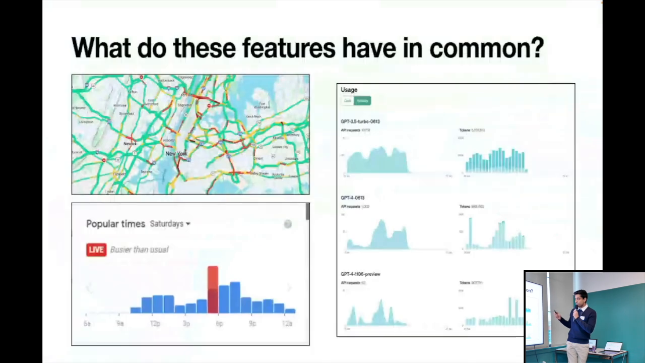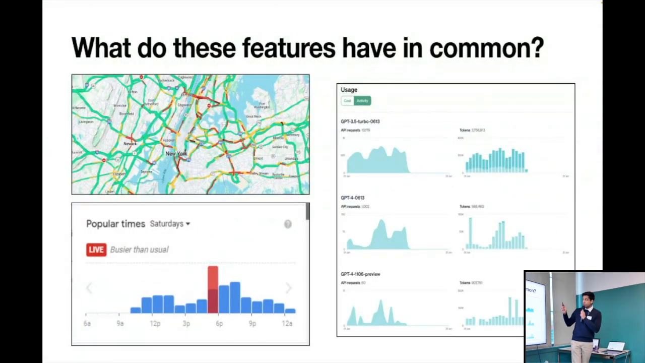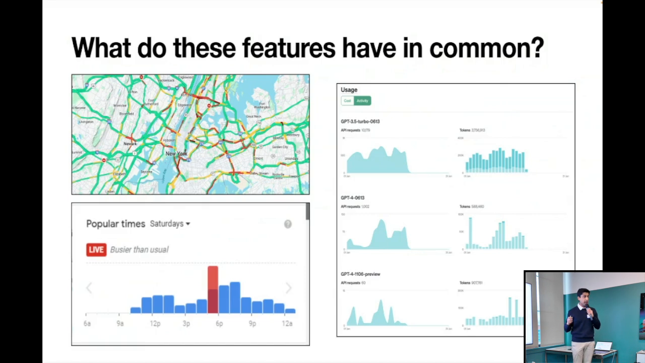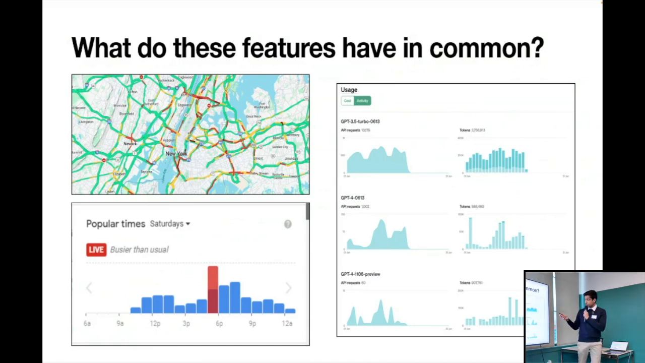OK. So first question, what do these have in common? On the top left, we have a live traffic map of New York City. On the bottom left, we have a live busyness map of a particular restaurant that I chose. And on the right, we have an OpenAI usage dashboard of GPT.